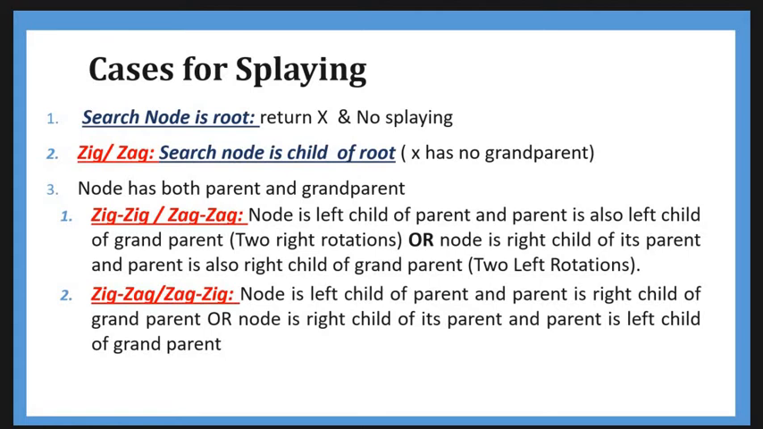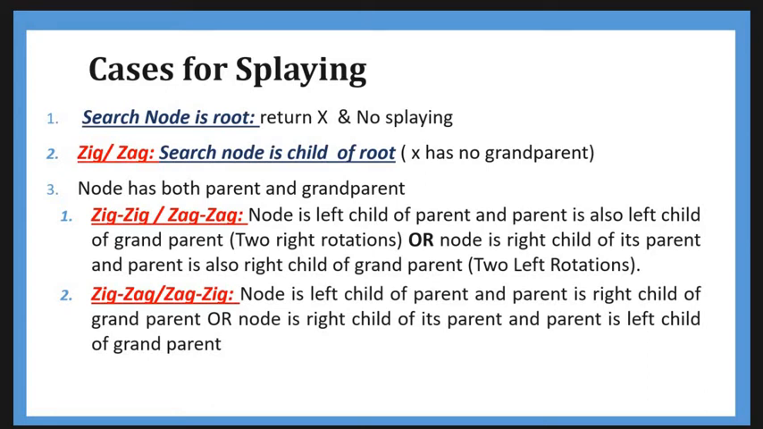Second, Zig or Zag, means the searched node is a child of the root, meaning that X has no grandparent. You are trying to search an element X which is a child of the root. Then you perform a zig or zag. Third case, you are trying to access a node which has both a parent as well as a grandparent, which is at the next level, that is the third level, might be. So in that case, you have to perform a ZigZig or ZagZag operation.